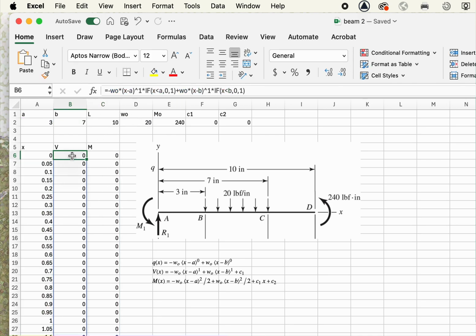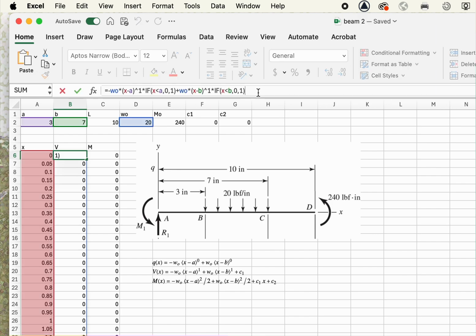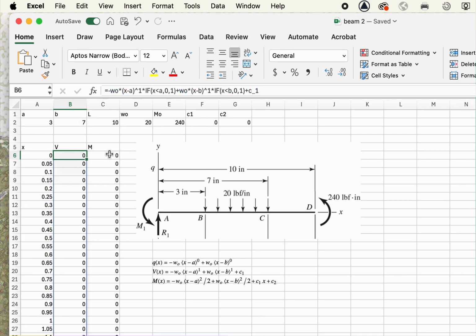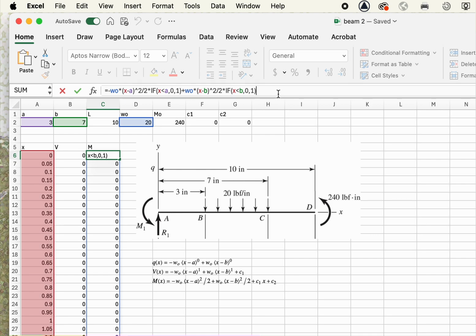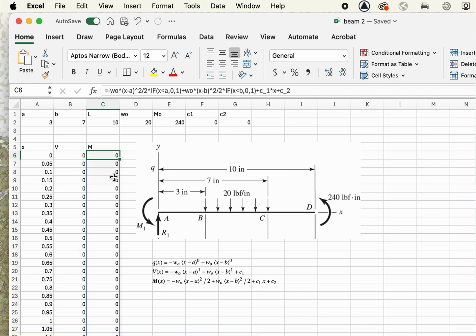All right, let's go back to the shear force. This has to say plus C1, which is right here. And this has to have that plus C1 times X plus C2. Okay, so that's copied down successfully. That should be good. Now all we got to do is do the solver.